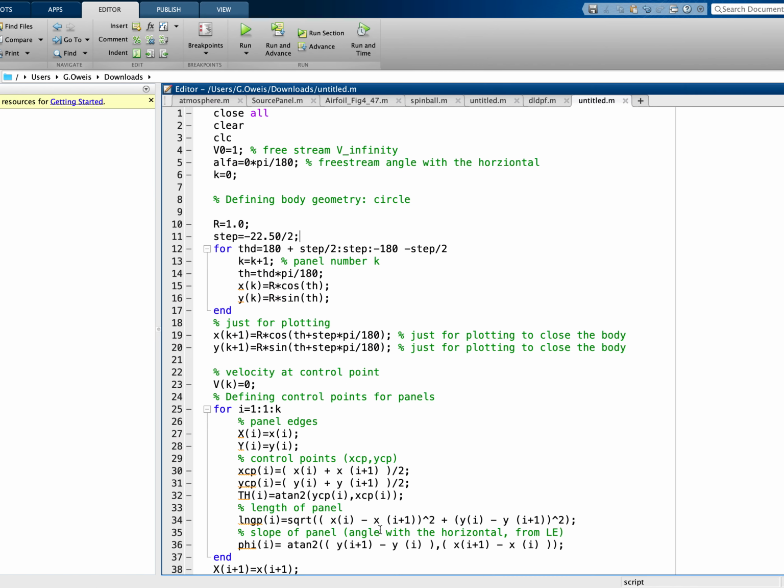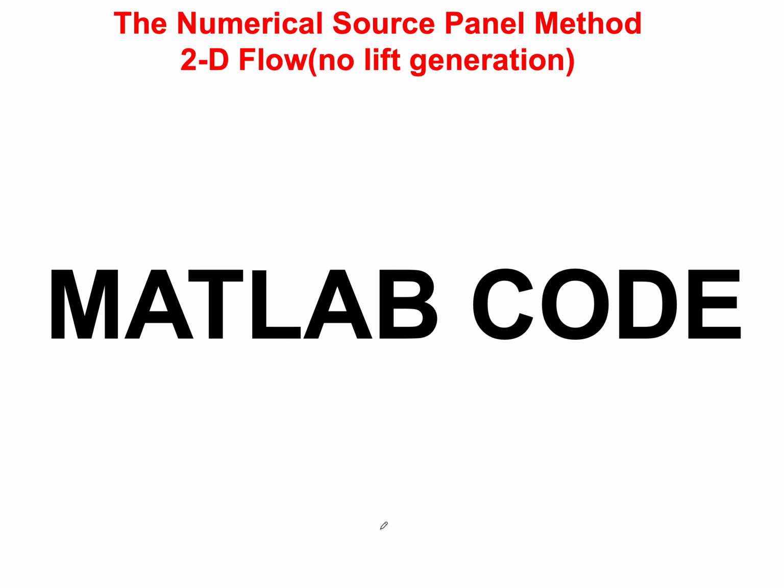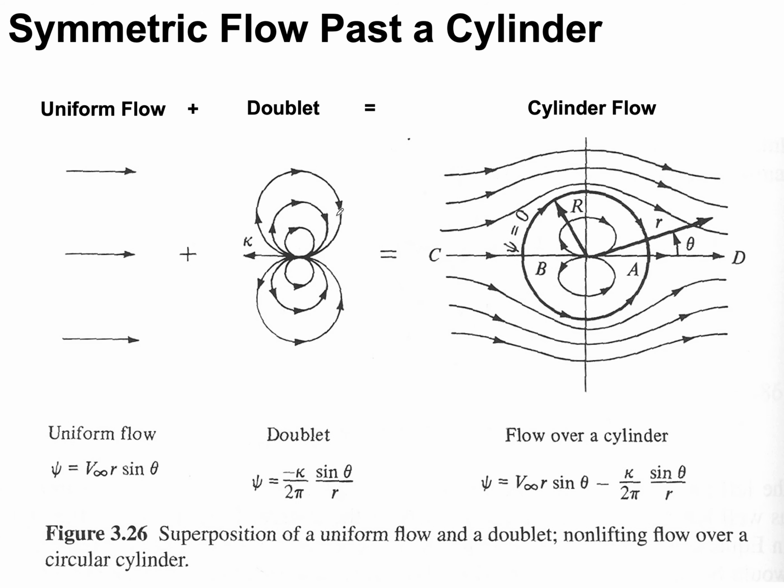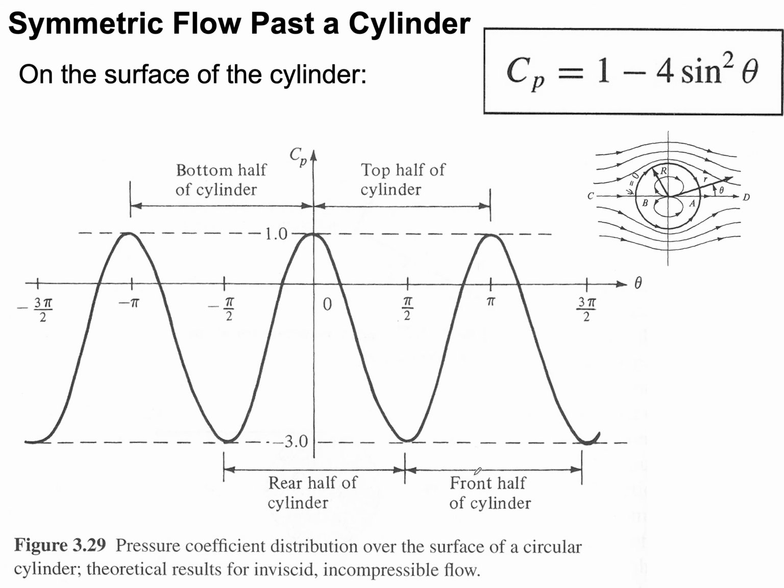Okay, so let's put this into practice. I have a Matlab code here, which I will actually share with you and copy. We're going to use this Matlab code to look at the flow around a circular cylinder, a symmetric flow around a circular cylinder, non-lifting flow. So we already have a simple solution from the summation of a doublet with a uniform flow to give us the flow around a circular cylinder. So this would be our sanity check for the solution that we're going to get.